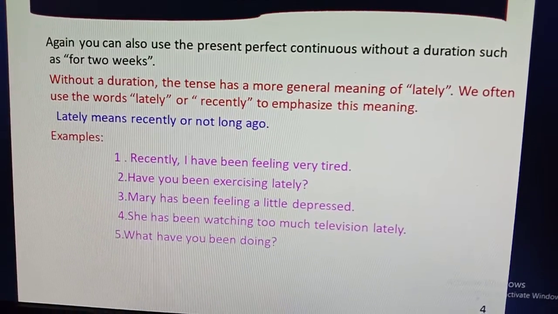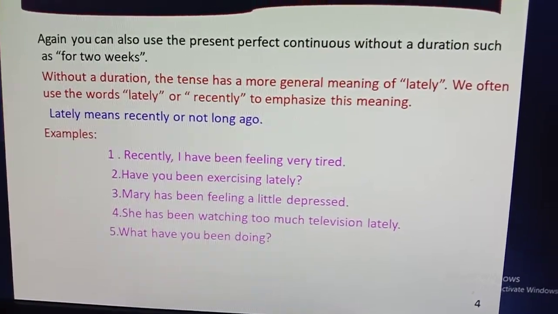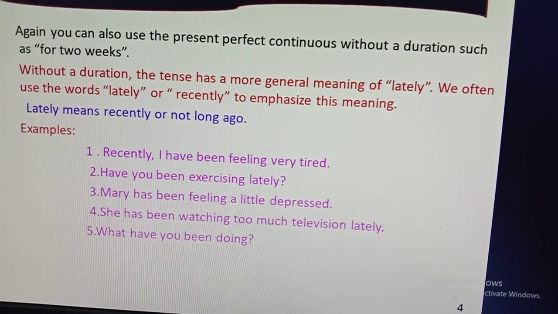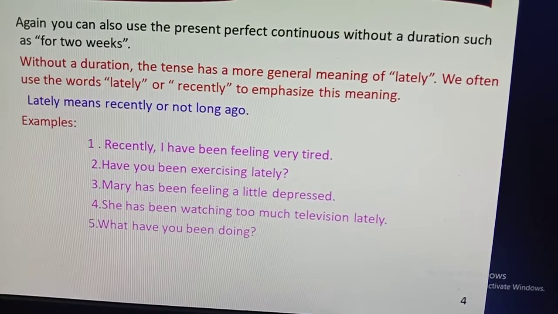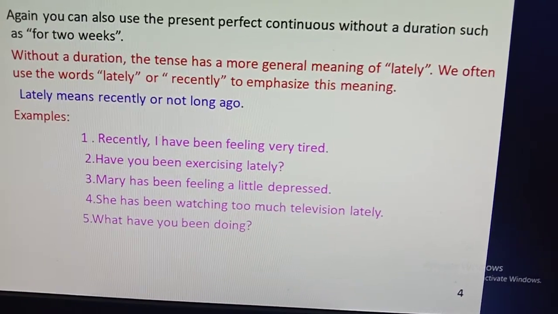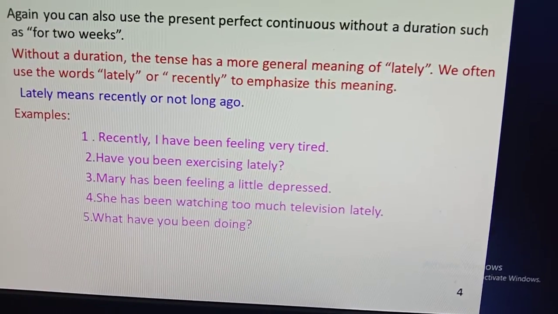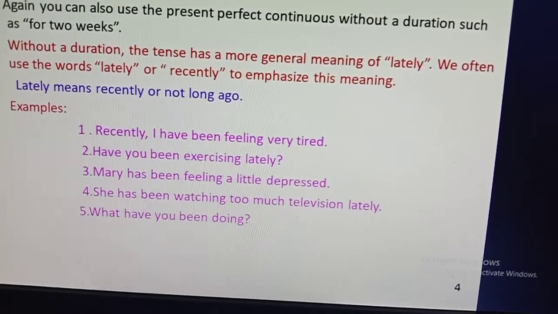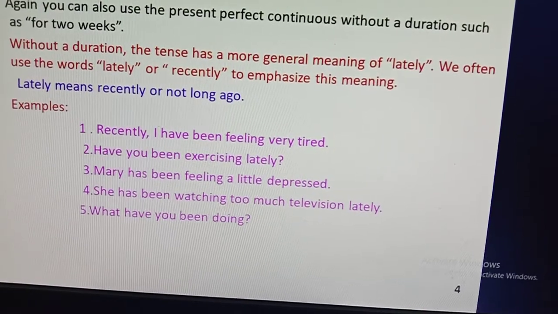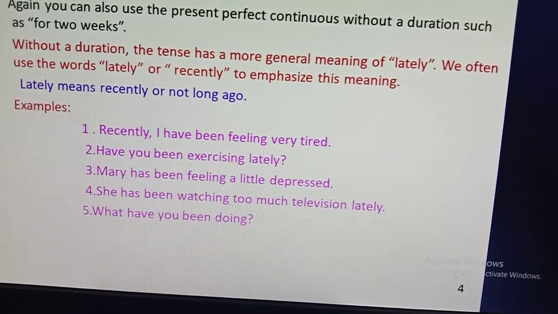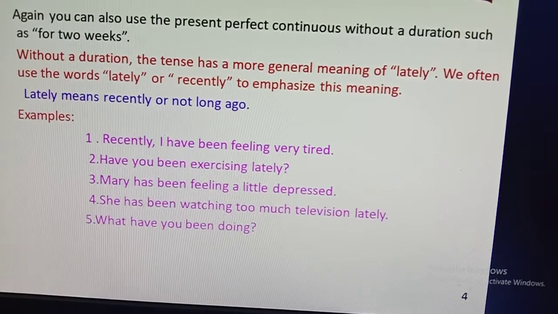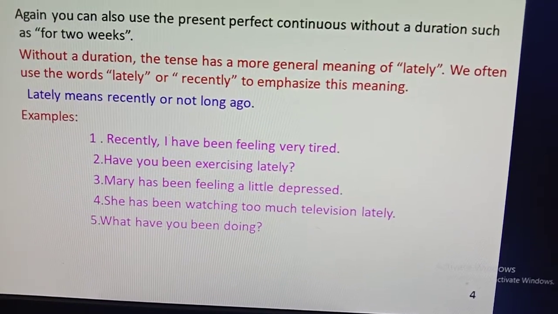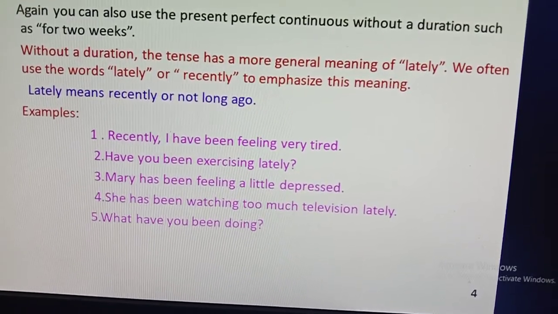Here you can see that you can also use the present perfect continuous tense without a duration such as for 2 weeks or since Tuesday. That means without using the duration of time, you can also use the present perfect continuous tense. Without a duration, this tense has a more general meaning of lately. We often use the words lately or recently to emphasize this meaning. Boys, lately means recently or not long ago.